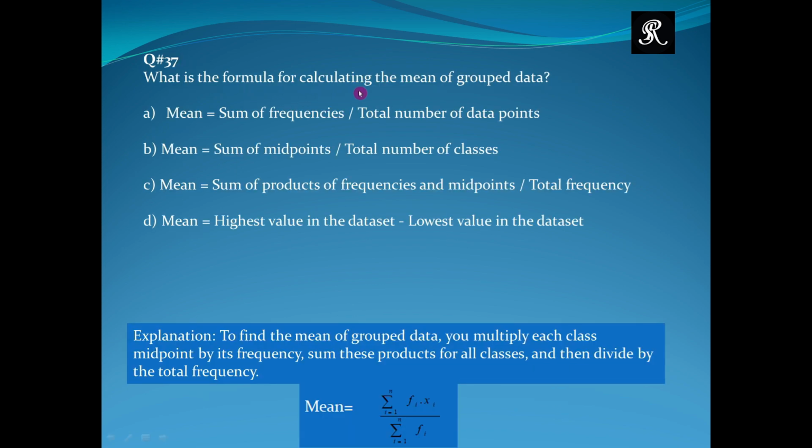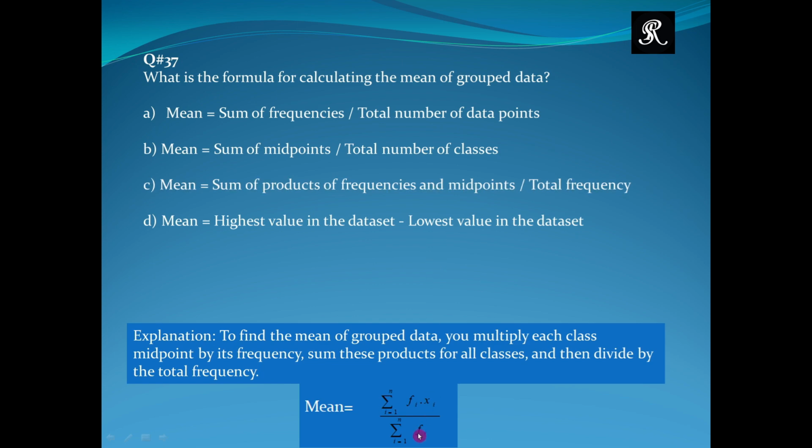What is the formula for calculating the mean of grouped data? Mean is equal to sum of frequencies divided by total number of data points. Mean is equal to sum of midpoints divided by total number of classes. Mean is equal to sum of products of frequencies and midpoint divided by total frequencies. Or mean is equal to highest value in a data set minus lowest value in a data set. And the right option is option C.